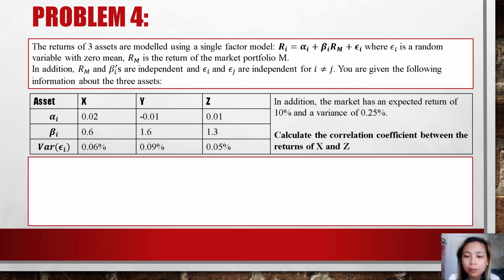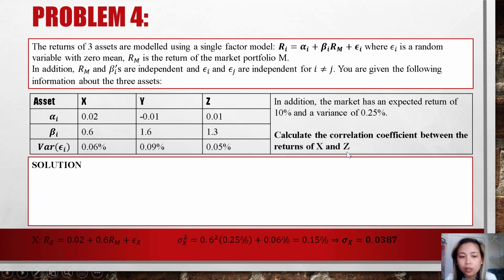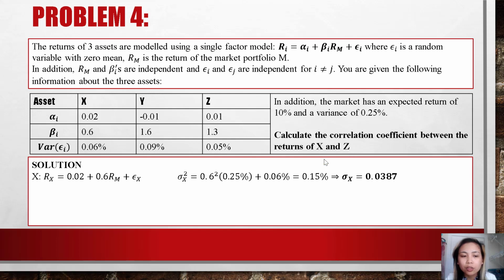So for this problem, the question asks to find correlation coefficient. So remember, there's a formula that can make connection with correlation coefficient, that is covariance. So in order to calculate correlation coefficient between x and z, we have to first find covariance between x and z, right? And also we have to find sigma of x and sigma of z. So let's look at x first.